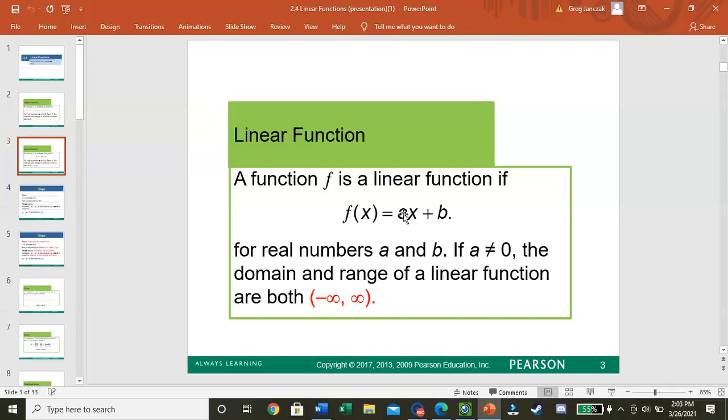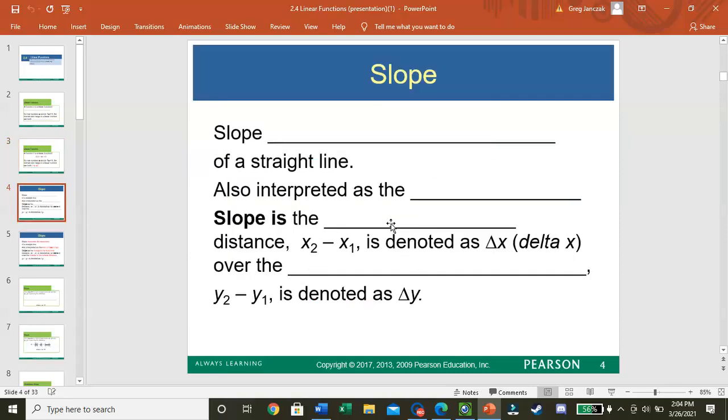Where a does not equal 0, because if it did, then all you'd have is a constant. And the domain and range are both negative infinity to infinity. No restrictions on the domain, as long as the linear function is not completely vertical or completely horizontal. As long as the function is not vertical or horizontal, then the domain and the range are negative infinity to infinity. Okay, let's take a look at the next slide.